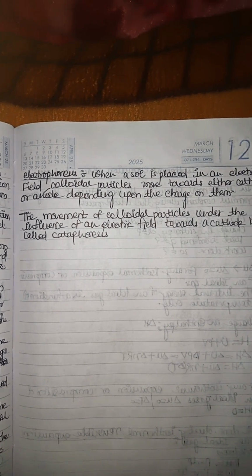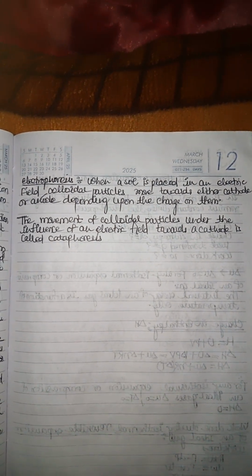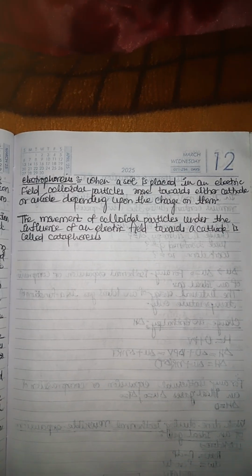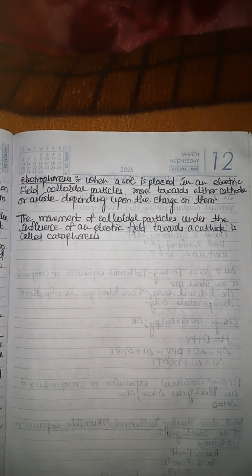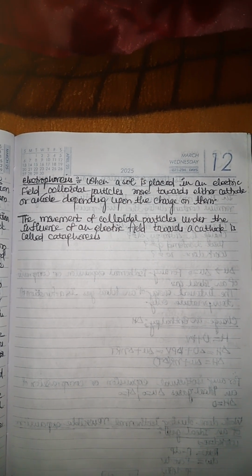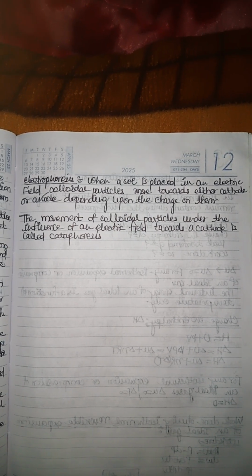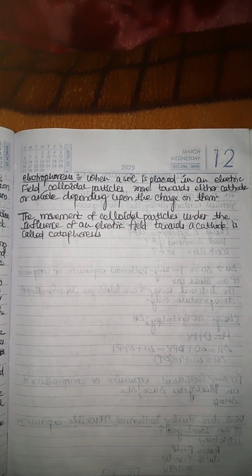Electrophoresis: when an electric field is applied, colloidal particles move towards either the cathode or the anode depending upon the charge on them. The movement of colloidal particles under the influence of the electric field towards the cathode is called cataphoresis.